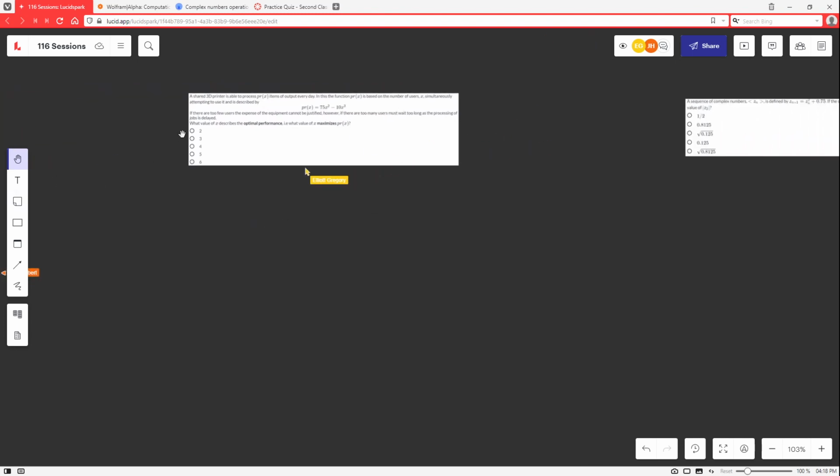Okay, this one. A shared 3D printer is able to process PR of X items of output every day. In this function, PR of X is based on the number of units X, the users simultaneously attempting to use it, and is described by PR of X equals 75 times X squared minus 10 times X cubed. If there are too few users, the expense of the equipment cannot be justified. If there are too many, then there's too much of a wait. What value of X describes the optimal performance, i.e., what value of X maximizes that function? So we want to find the maximizing of this.